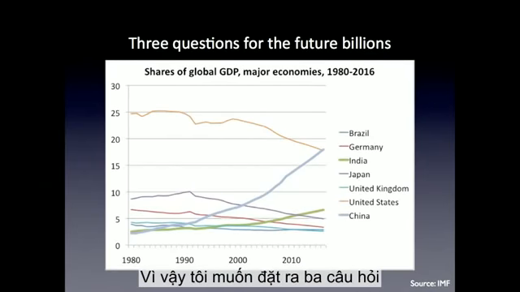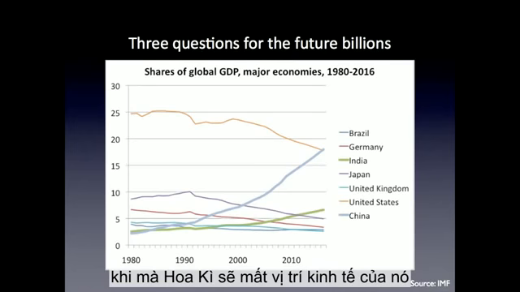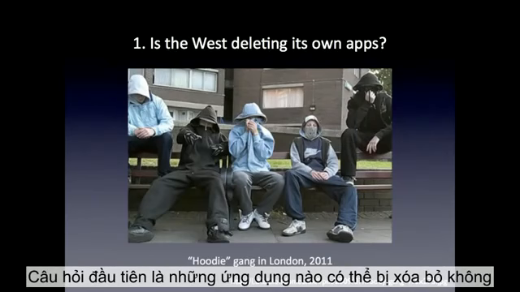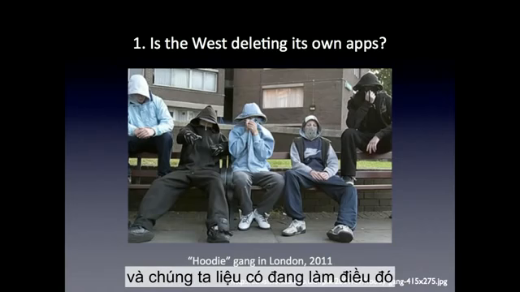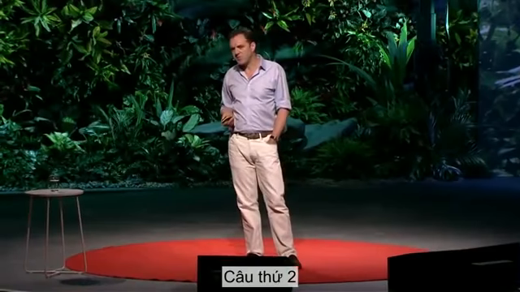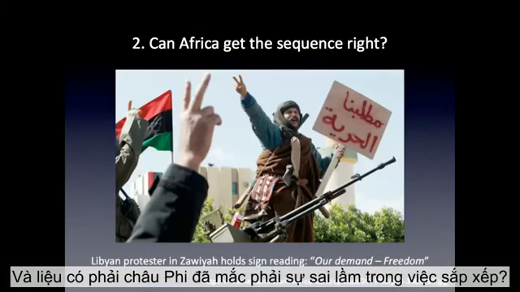So I want to end with 3 questions for the future billions. Just ahead of 2016, when the United States will lose its place as #1 economy to China. The first is, can you delete these apps? And are we in the process of doing so in the Western world? The second question is, does the sequencing of the download matter? And could Africa get that sequencing wrong?